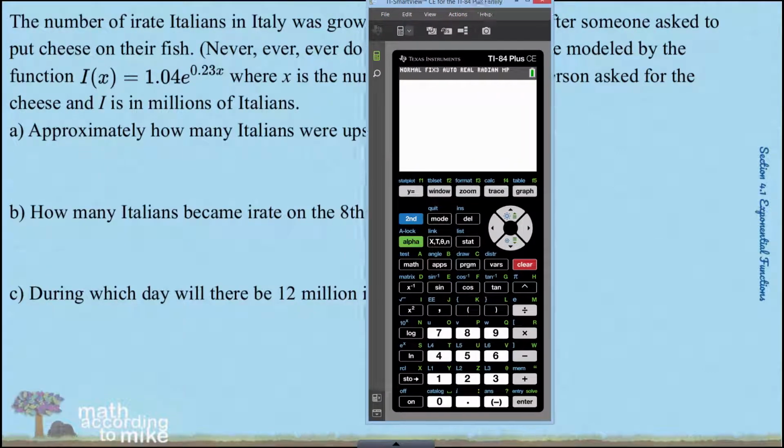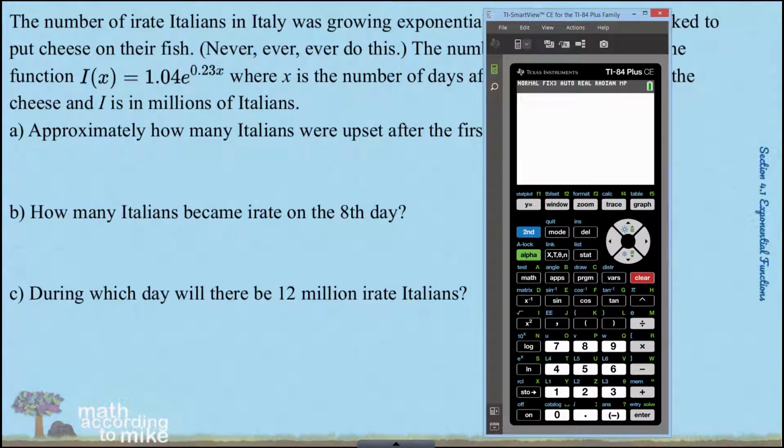So I'm going to teach you some calculator tricks here, because you should already be familiar with plugging in 7 into a function. What we're going to do is go to y equals. Don't worry about that, that's for something else, not your class. I'm going to clear that out, and we're going to type this function in. So I'm going to hit 1.04.